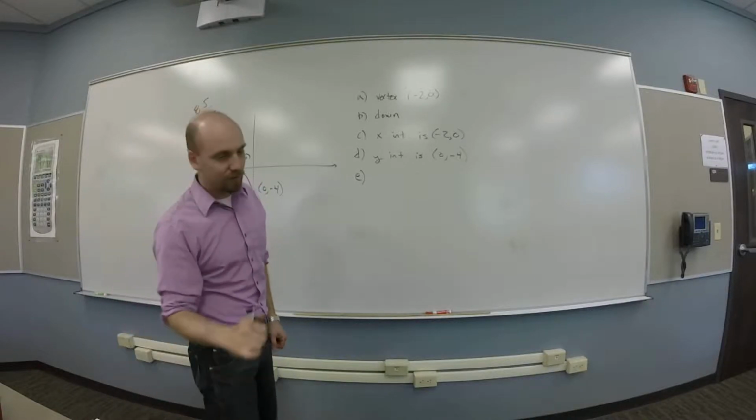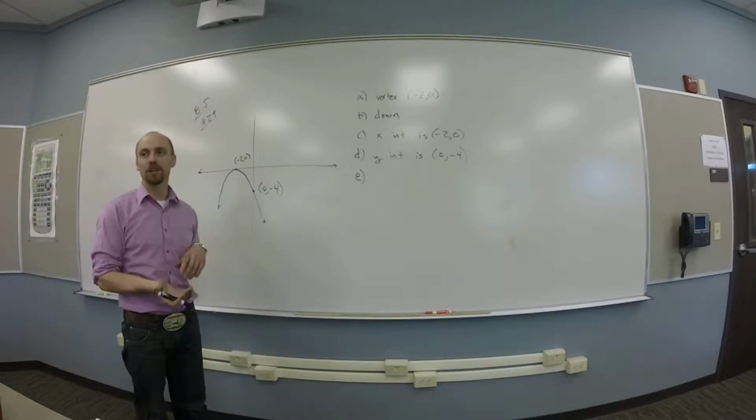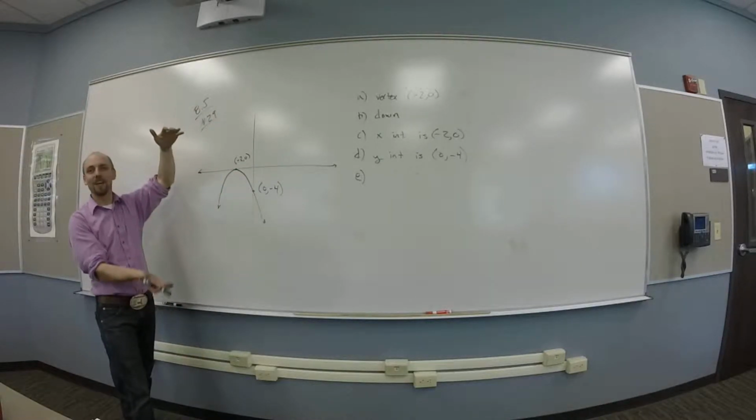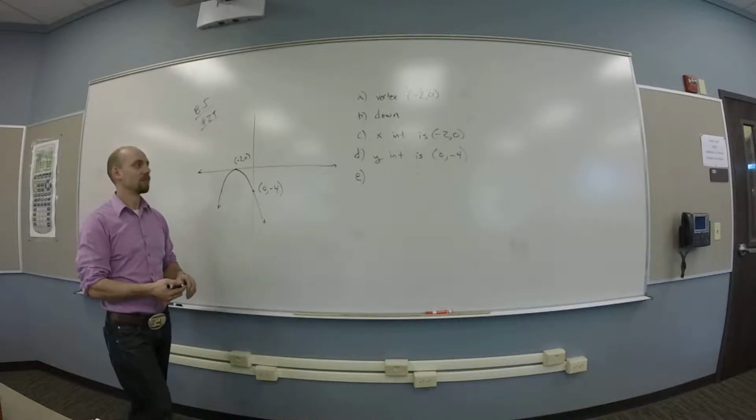So part E is what? Determine the domain of the function. Okay, so which way do I smash things to get a domain? Crocodile direction, onto the inputs, right? So what do I get out of that? All real numbers.